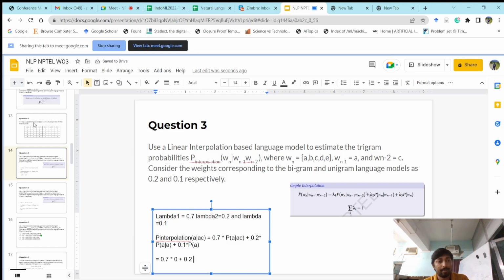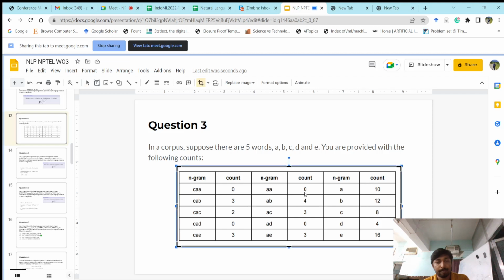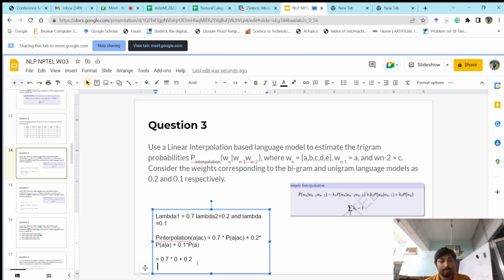If we look at the value again, it is also 0. So we will add 0 and 0. And finally 0.1 into P of A.